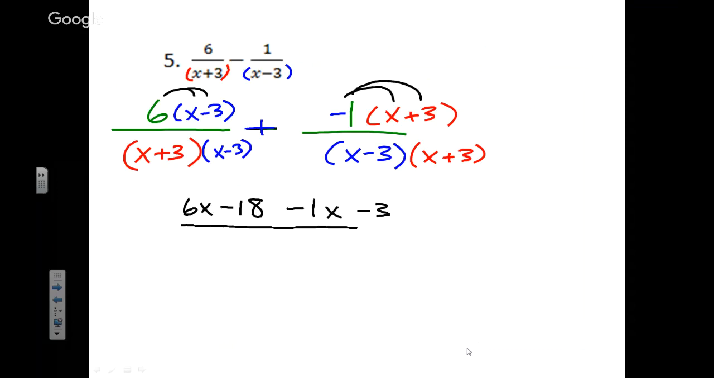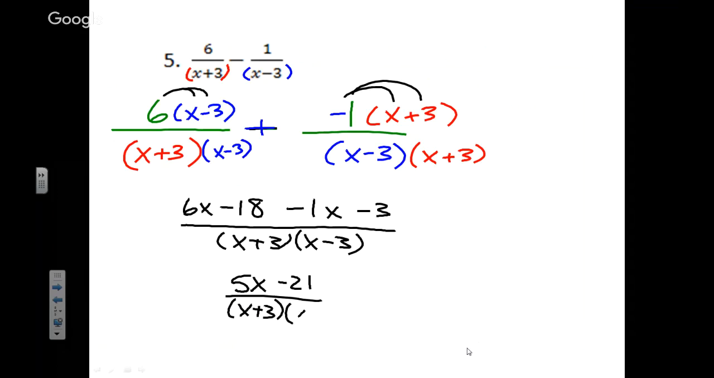And now, because the bottom again is the same, I can just write it one time and then clean this up, and I get 5x minus 21 over x plus 3, x minus 3.